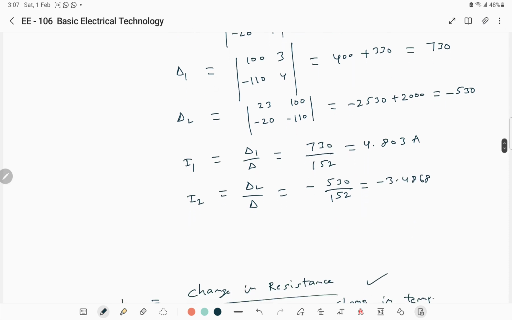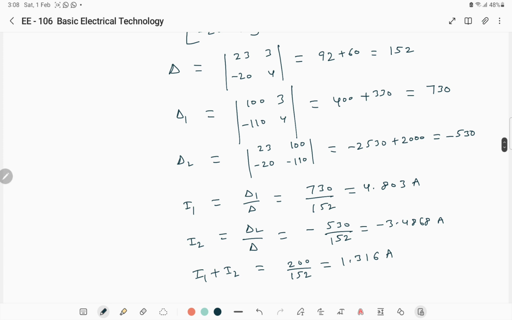These are I1 and I2, so we need I1 plus I2 also. I1 plus I2 is 200 by 152, which turns out to be 1.316 ampere. So we found out the branch currents using the branch current method.